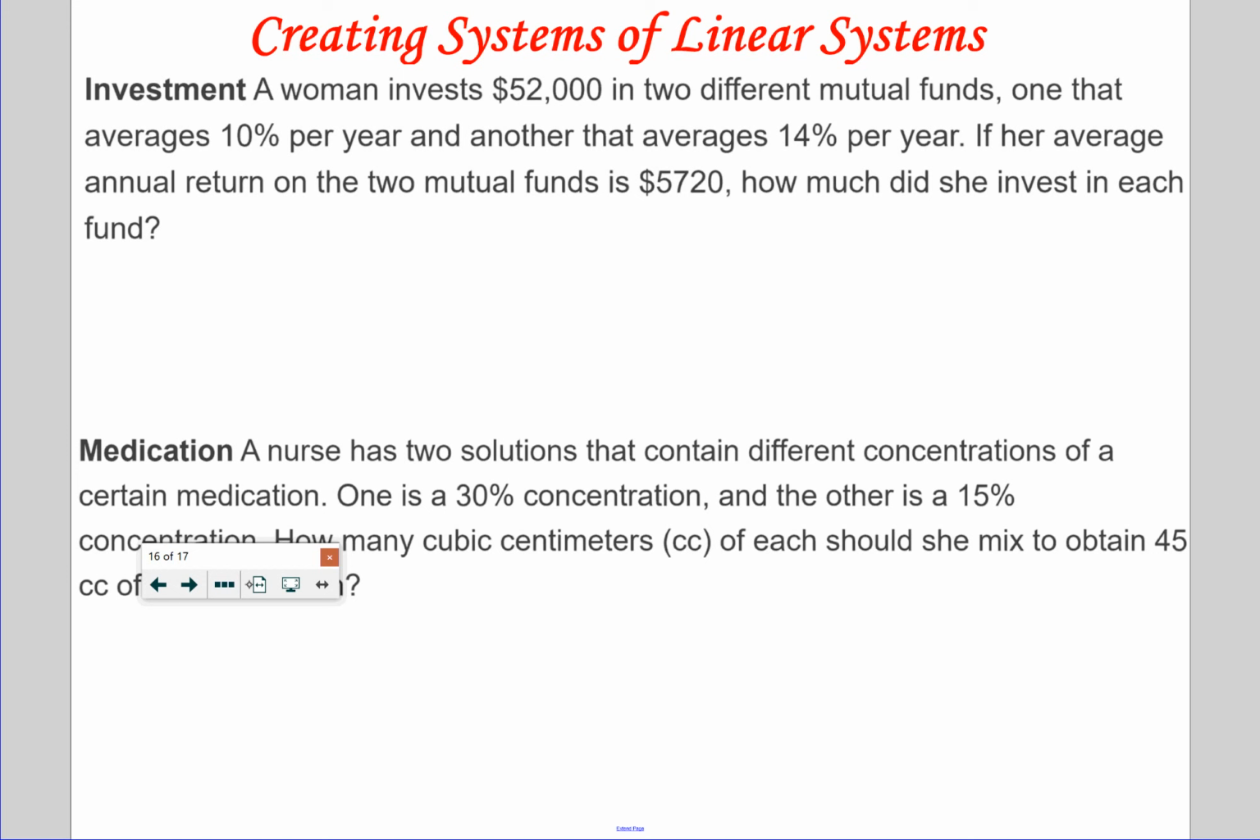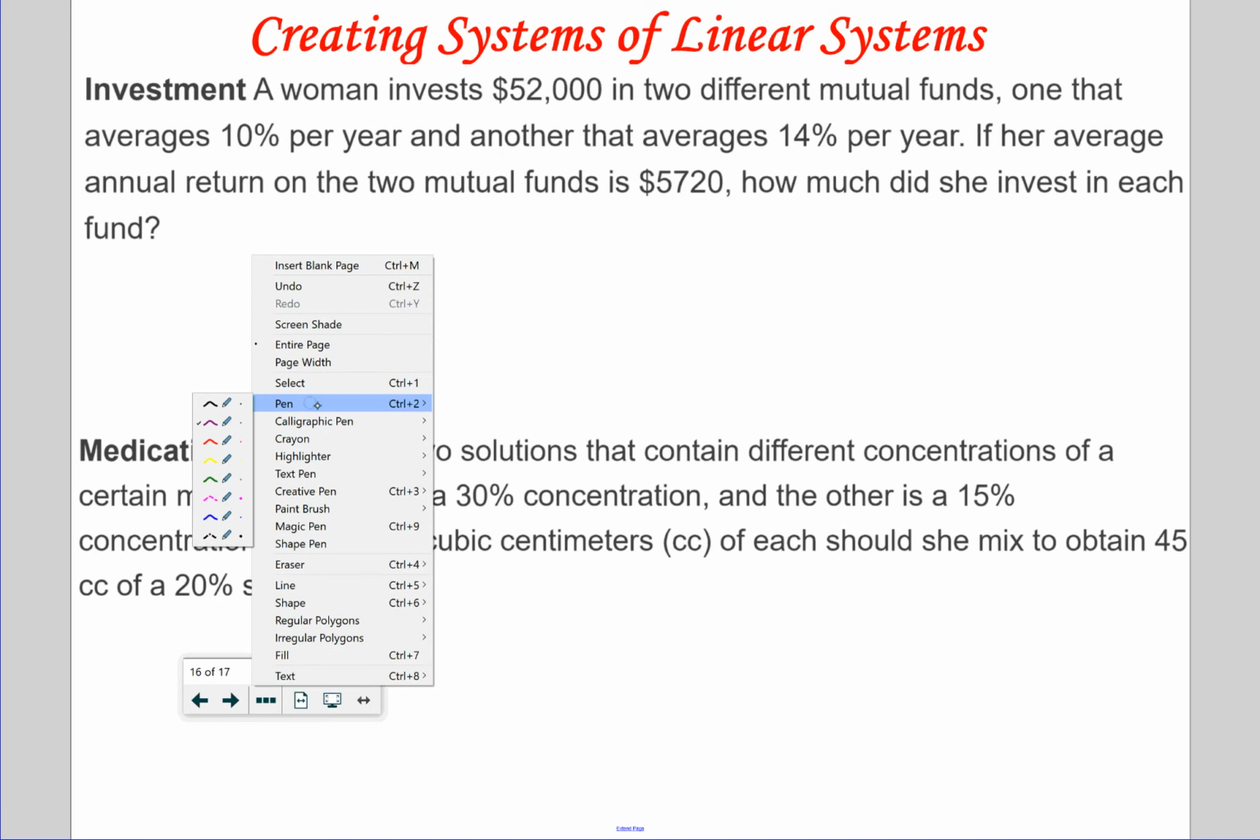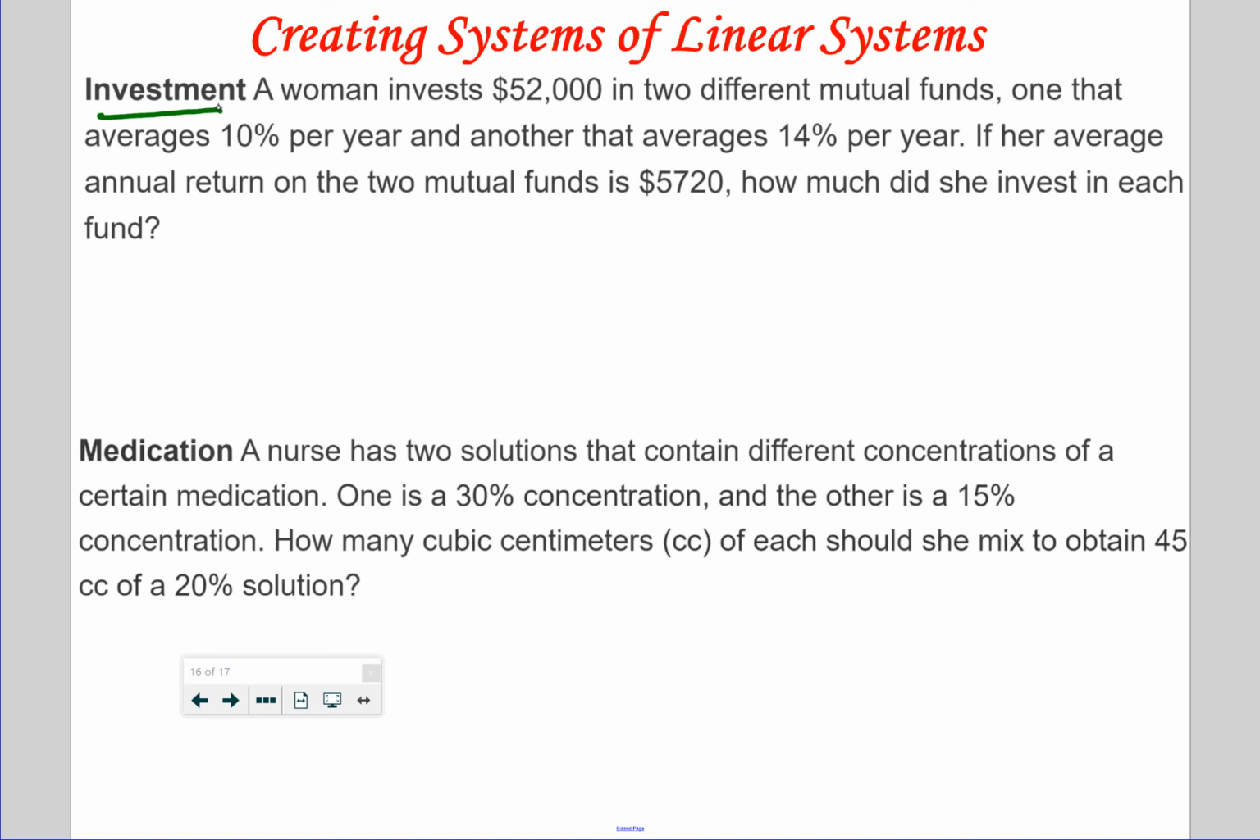In the next problem, we're going to look at an investment situation. We just got these last two here. A woman invests $52,000 in two different mutual funds, one that averages 10% per year and another that averages 14% a year. If her average annual return on the two mutual funds is $5,720, how much did she invest in each fund? And again, that last sentence there is telling us what we're solving for.